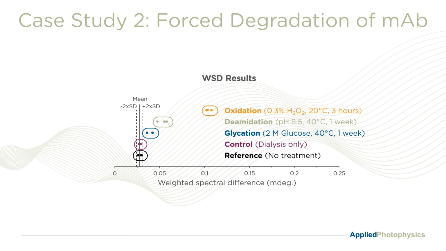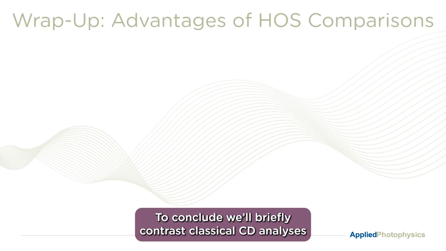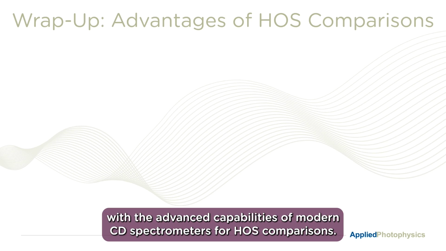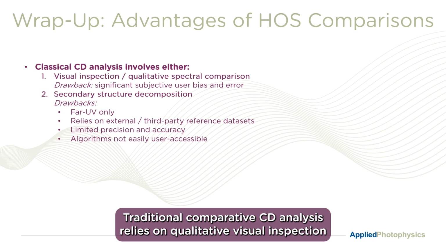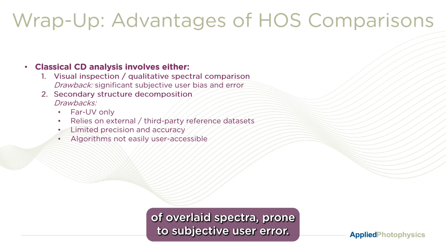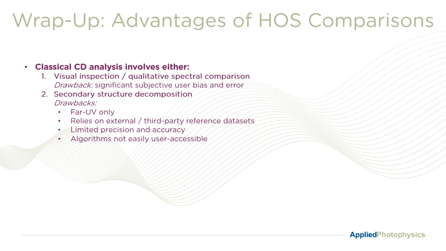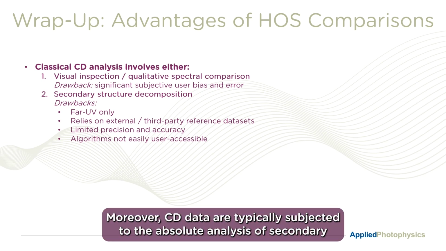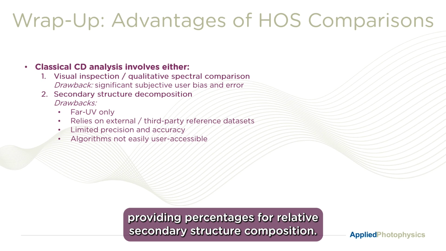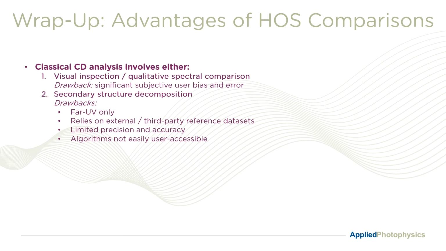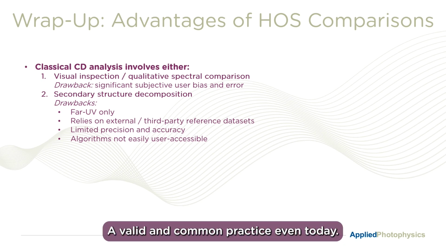To conclude, we'll briefly contrast classical CD analyses with the advanced capabilities of modern CD spectrometers for HOS comparisons. Traditional comparative CD analysis relies on qualitative visual inspection of overlaid spectra, prone to subjective user error. Moreover, CD data are typically subjected to the absolute analysis of secondary structure decomposition, providing percentages for relative secondary structure composition, a valid and common practice even today.